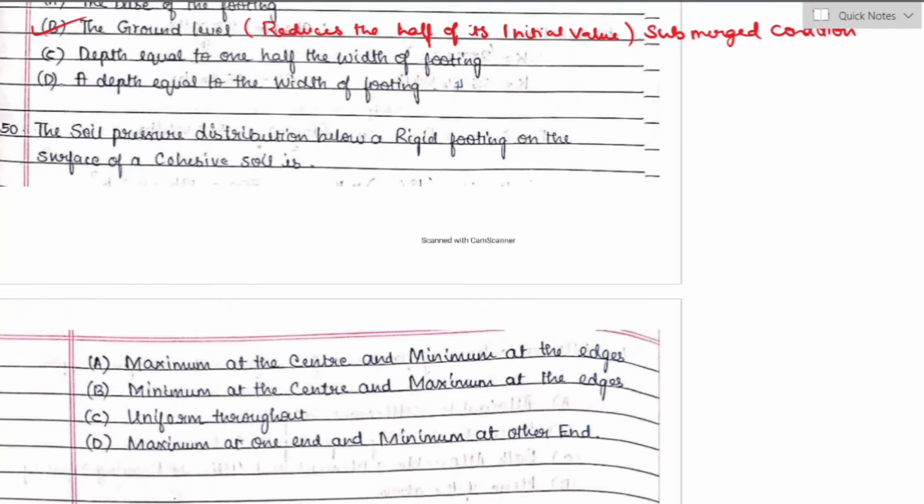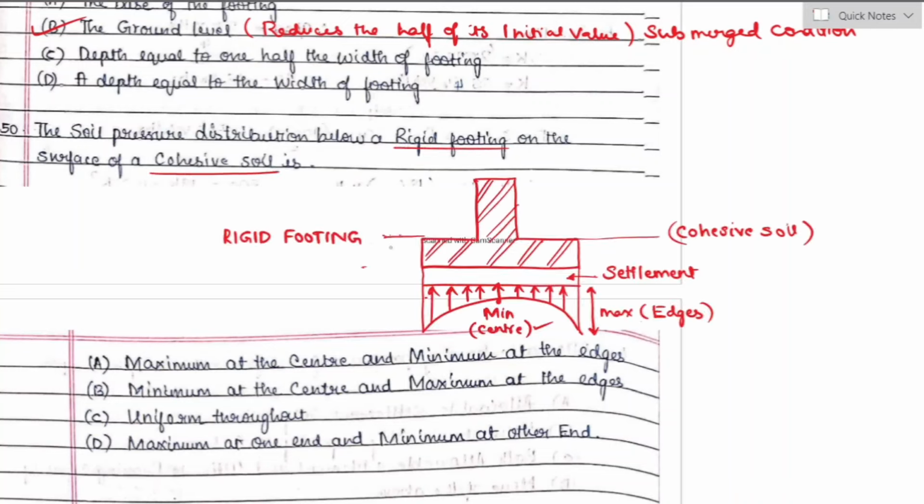Question number 50. The soil pressure distribution below a rigid footing on a surface of cohesive soil is. In the following figure, you can observe a rigid footing on the surface of cohesive soil where the maximum pressure distribution will be at the edges and minimum pressure distribution will be at the center of the rigid footing. So the right answer will be option B, minimum at the center and maximum at the edges.